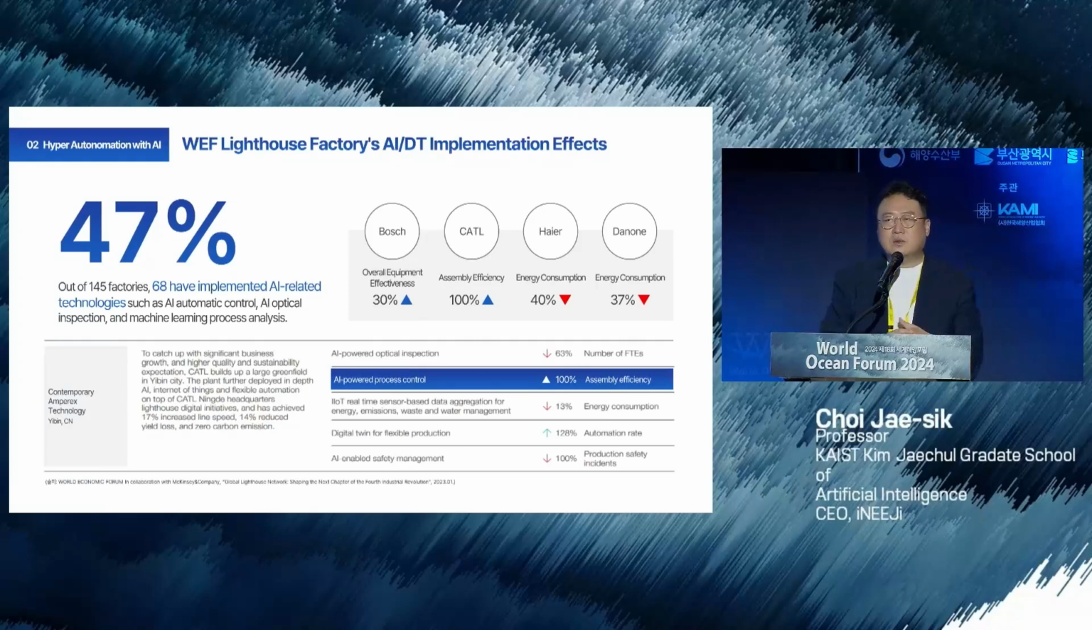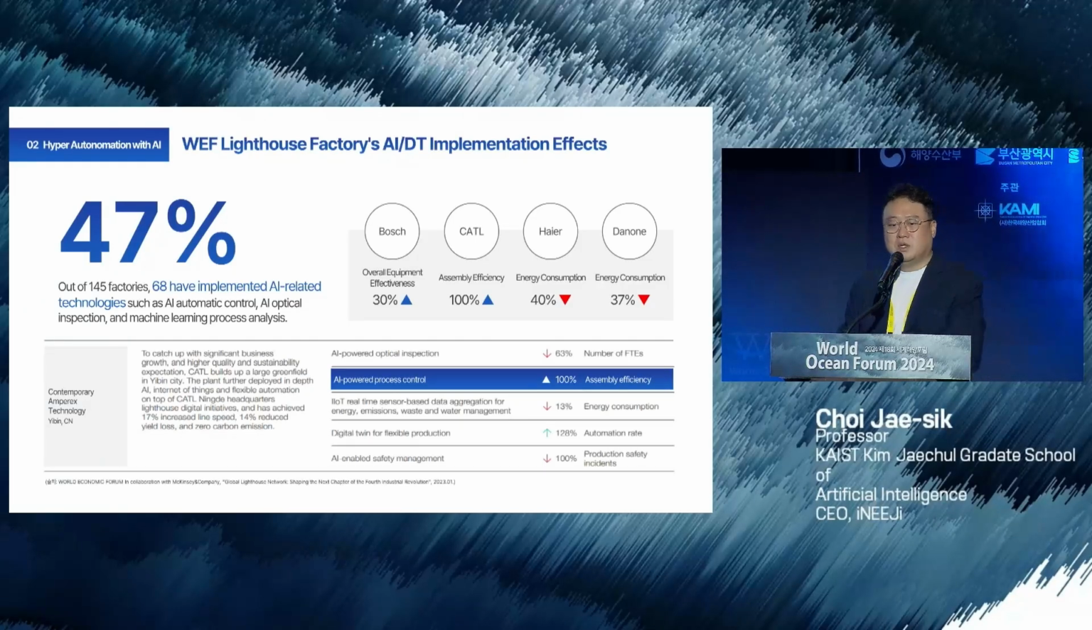And last year, there were 29 lighthouse factories selected, and each factory presented five technologies and explained quantitatively how these five technologies improved their process. So there must be 29 times 5, which is 145 technologies. But 68 of them, almost 50%, were AI technology.